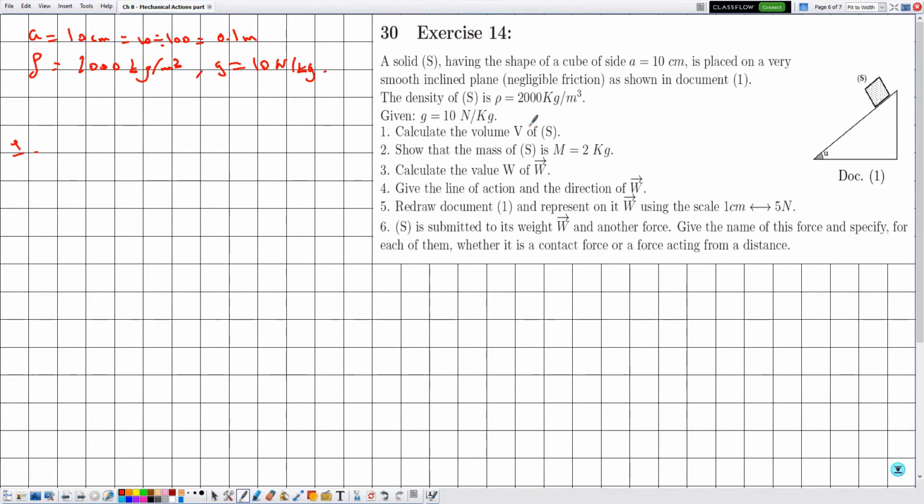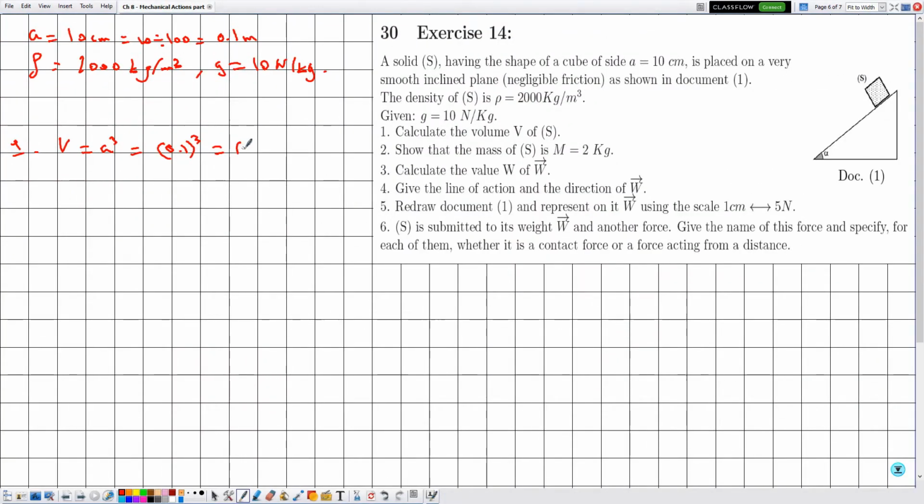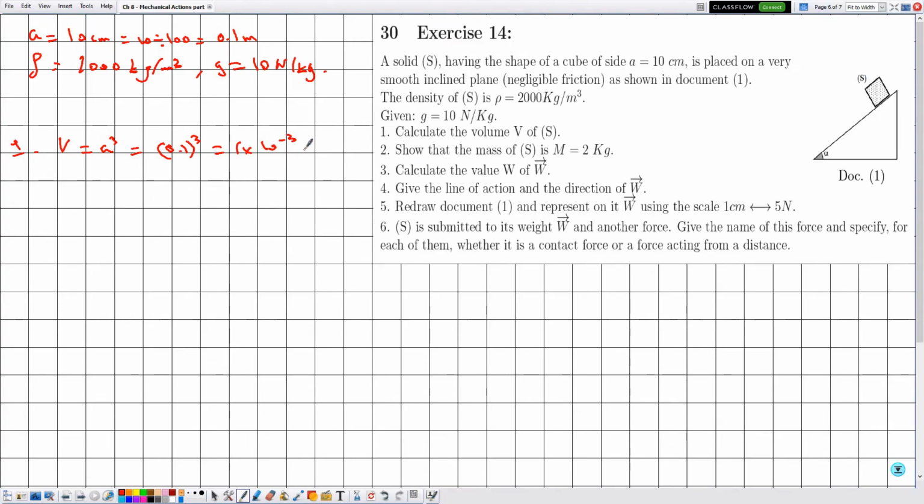Now in number 1, calculate the volume V of S because it's a regular shape. Then 0.1 to the power 3, and this is equal to. Plugging this on the calculator, we always use the SI unit, this is given by 1 times 10 to the power minus 3. Since this is expressed in the SI, the value of V will be in the SI, which is meter cube. Then V is equal to 1 times 10 to the power minus 3 meter cube.